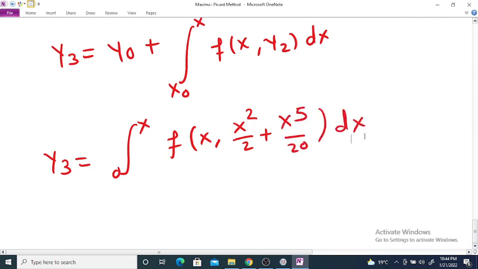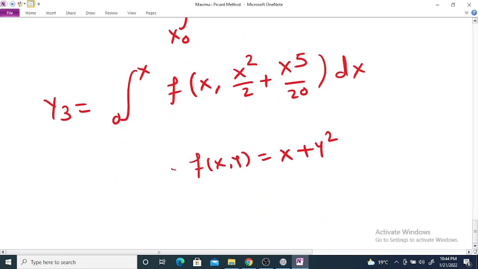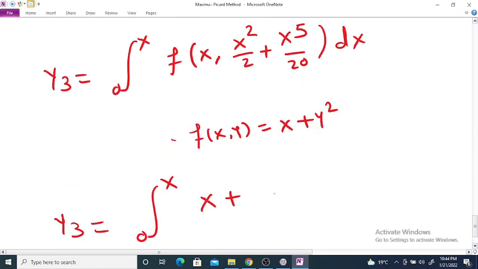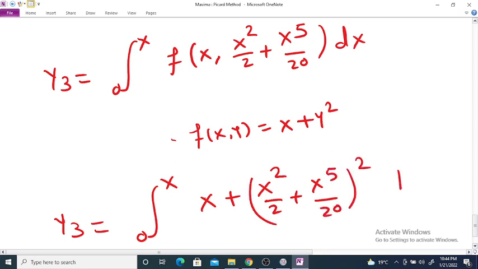Since f of xy is equal to x plus y square, therefore y3 is equal to the integration from 0 to x of x plus y square. So what is y square? It is x square by 2 plus x raised to 5 divided by 20, bracket square, dx.